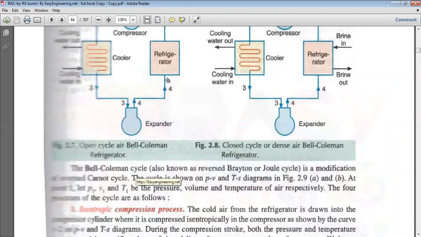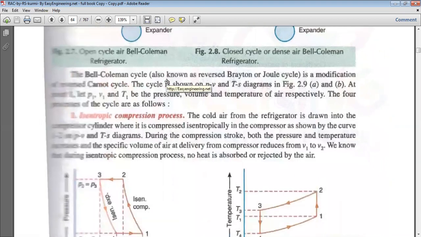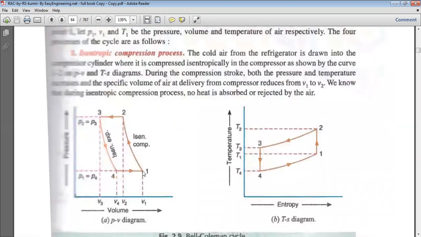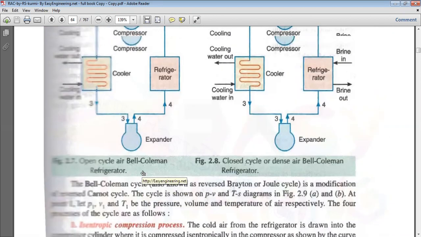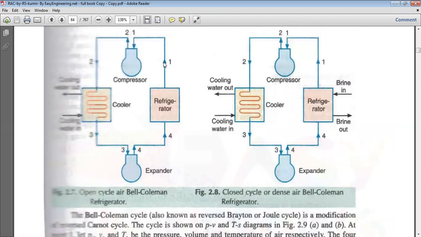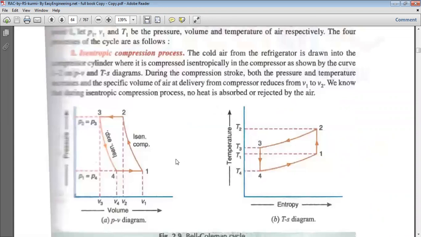Next, after 4, the discharge of the evaporator, the refrigerator, is nothing but the suction of the next component. The output is nothing but the input to the next component. Let us take 1. What is 1? Exit from the refrigerator or input to the compressor. What is 2? Discharge of the compressor or input to the cooler. 3 is the output of the cooler or input to the expander. 4 is the output of the expander or input to the refrigerator. Now, are you understanding the process?